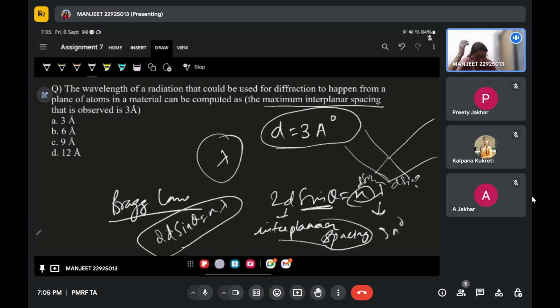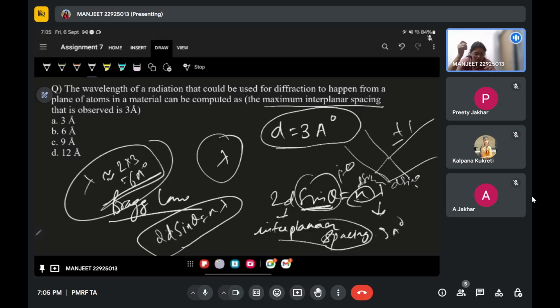So for the first order, if I consider n equals 1, sin theta can have a maximum value of +1 and a minimum value of -1. So lambda will be of the order of 2 times 3, around 6 angstrom. So the wavelength of the radiation that can be used for diffraction from a plane of atoms in a material can be of the order of 6 angstrom.